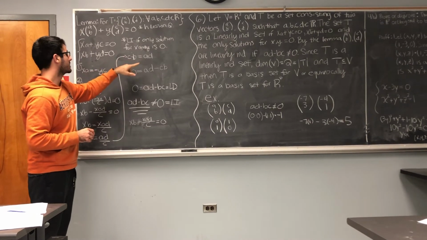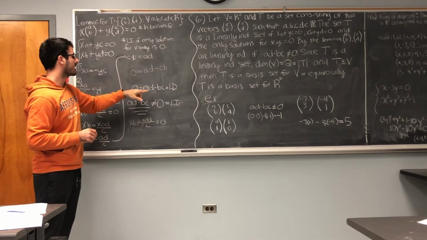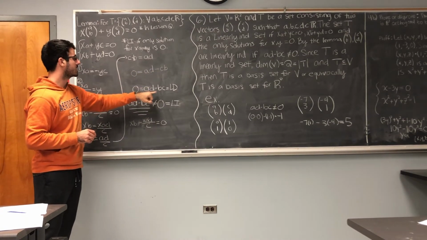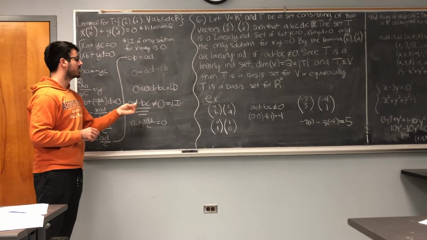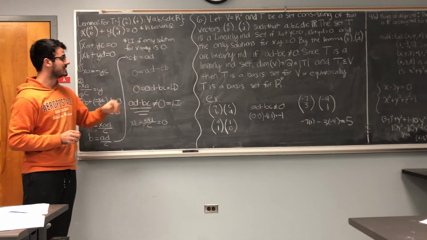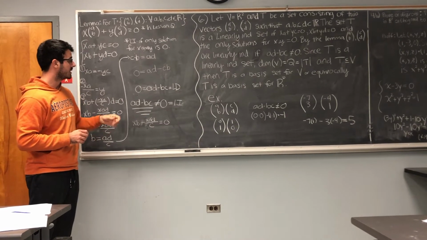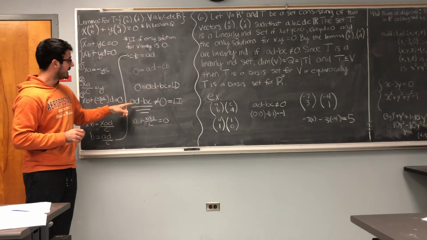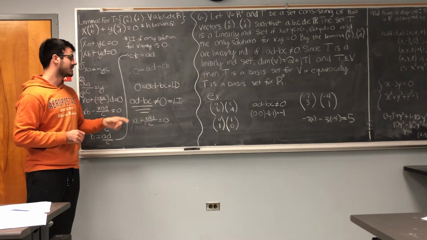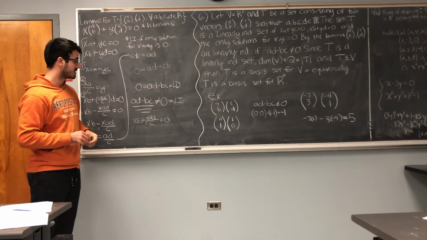With this equation, we can subtract cb to the other side, and with this we can state that 0 equals ad minus bc, which is equal to linear dependency. And on the reverse, ad minus bc does not equal 0 shows us linear independency.